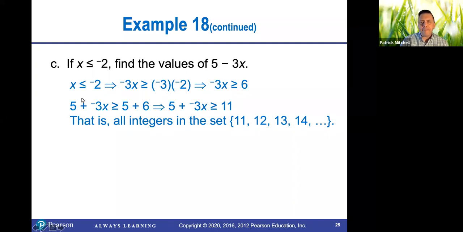And now we'll add 5 to both sides of the inequality. 5 plus opposite 3x is greater than or equal to 5 plus 6, which means that 5 plus opposite 3x, which is the same thing as 5 minus 3x, is greater than or equal to 11. So if x is less than or equal to -2, that means that 5 minus 3x has to be an integer in the set 11, 12, 13, 14, etc., etc.